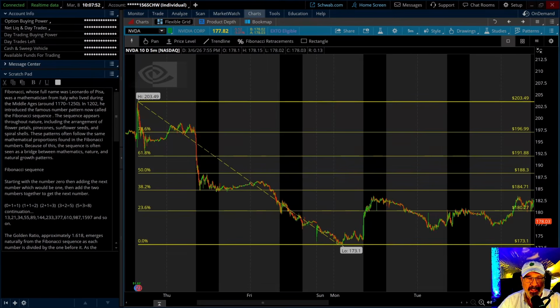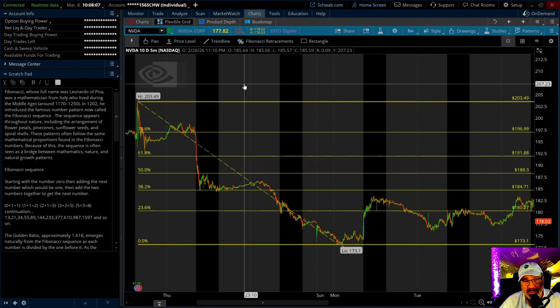And in 2002, he introduced the famous number pattern now called the Fibonacci sequence. I'm reading from my notes over here, guys. The sequence appears throughout nature, including the arrangement of flower petals, pine cones, sunflower seeds, and spiral shells. These patterns often follow the same mathematical proportions found in the Fibonacci numbers. Because of this, the sequence is often seen as a bridge between mathematics, nature, and natural growth patterns. So I always call it nature's mathematical formula.